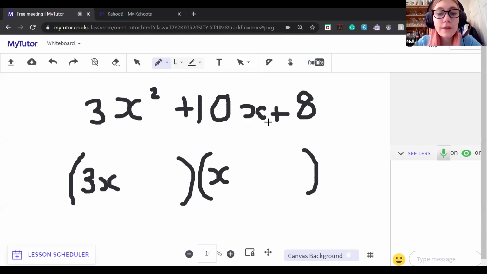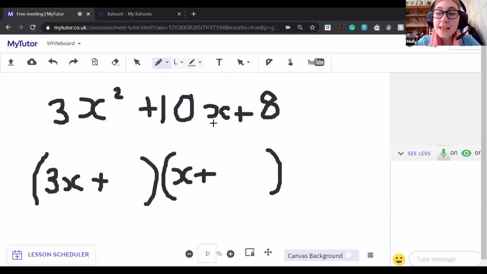And then again, we know that they both have to be positive signs, so we can pop them in. And then we do the same. So you see how it's the same process every single time. So now we list things that multiply to make 8. So we've got 1 times 8 and we've got 2 times 4.